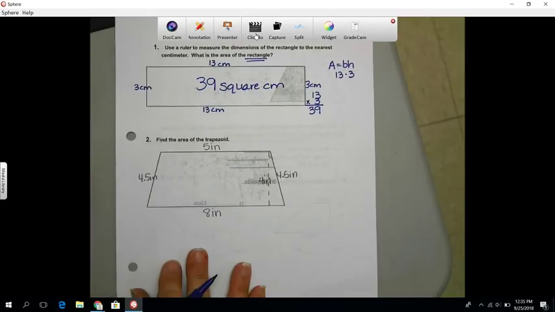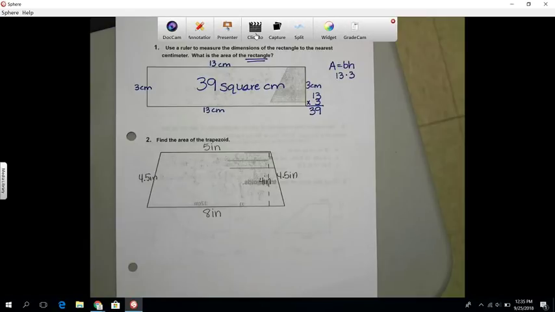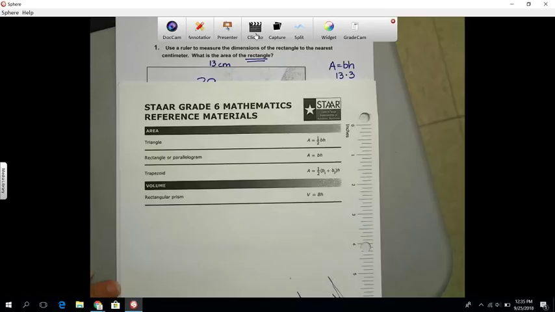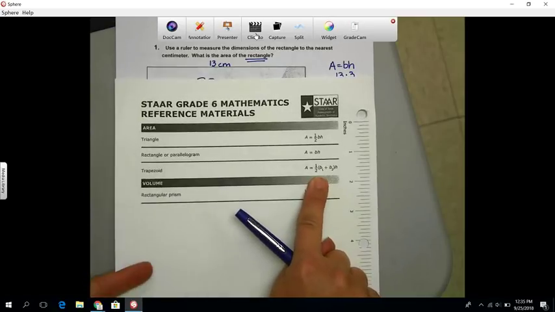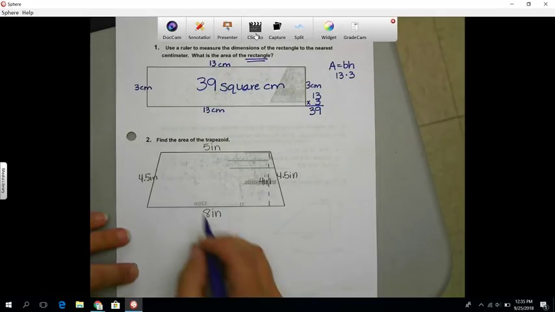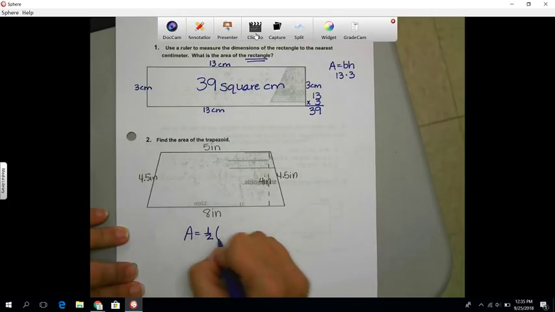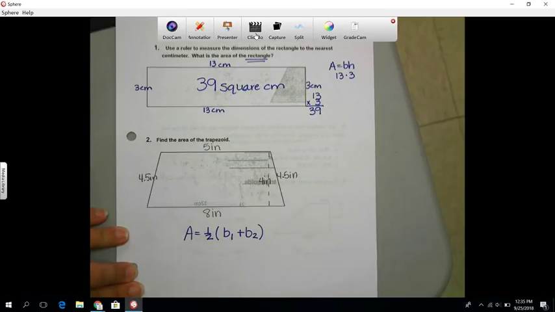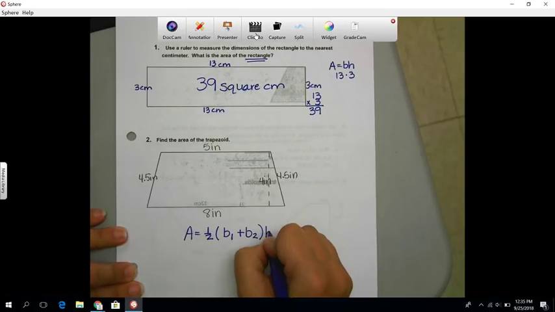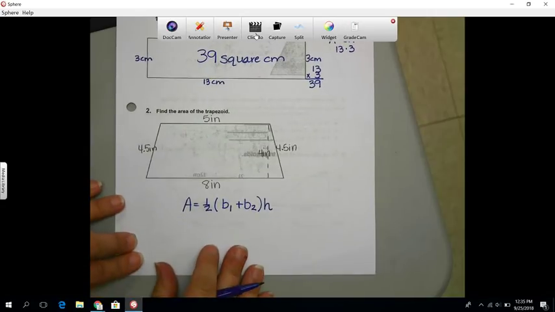Okay, let's move on to number 2. On number 2, the dimensions are already given to us. So I need to find the area of a trapezoid. Again, I'm going to look on my star chart. I do not have to have this formula right here memorized. So I'm going to rewrite my formula on my paper. Area equals 1/2 parentheses base 1 plus base 2 parentheses closed times your height. That is my formula for area of a trapezoid.